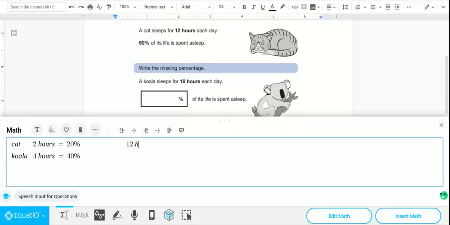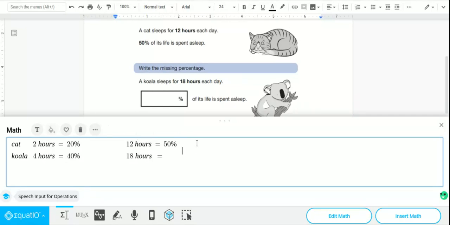But in this scenario, we've got 12 hours, and that equals 50%, which is good. But the koala sleeps for 18 hours. Now, this is the tricky part. What's the percentage for this? We don't know, because 12 doesn't go into 18. So here, look, if you see that example, 2 goes into 4 times 2. 20% times 2 is 40. Straightforward. This 12 doesn't go into 18, so we can't do that one.